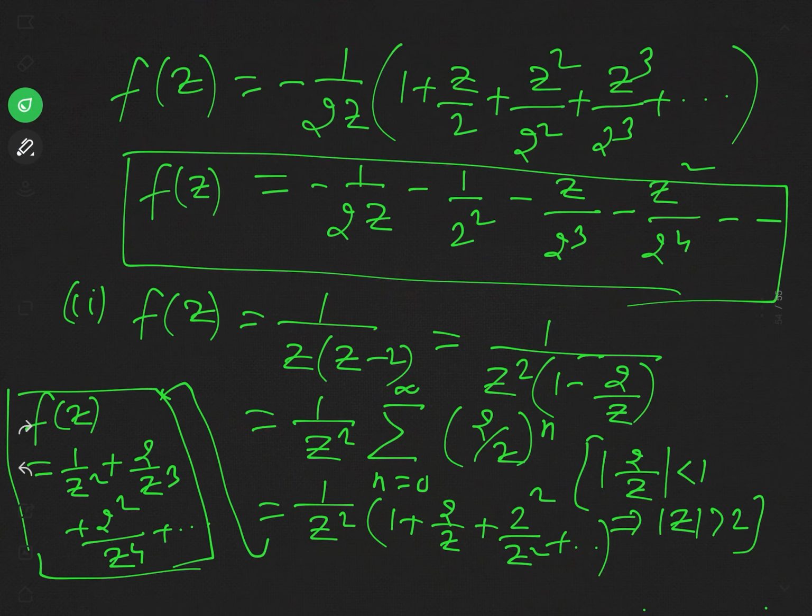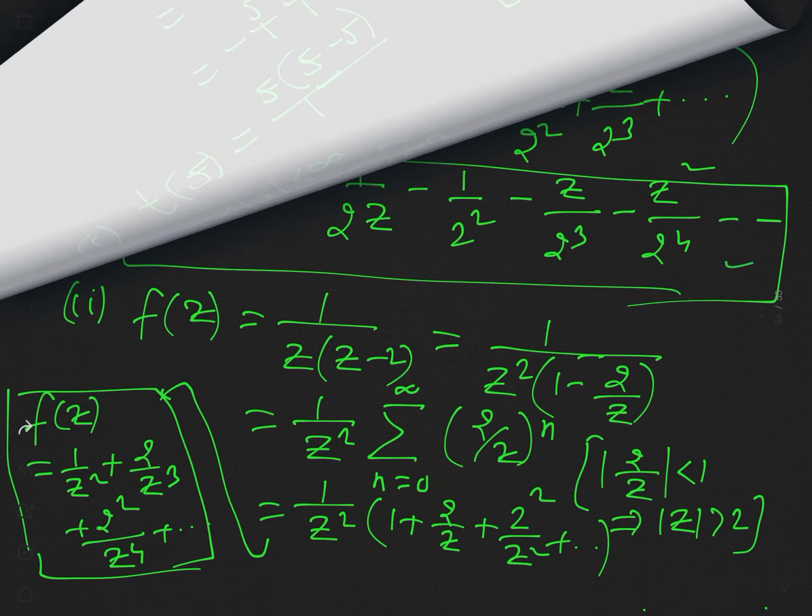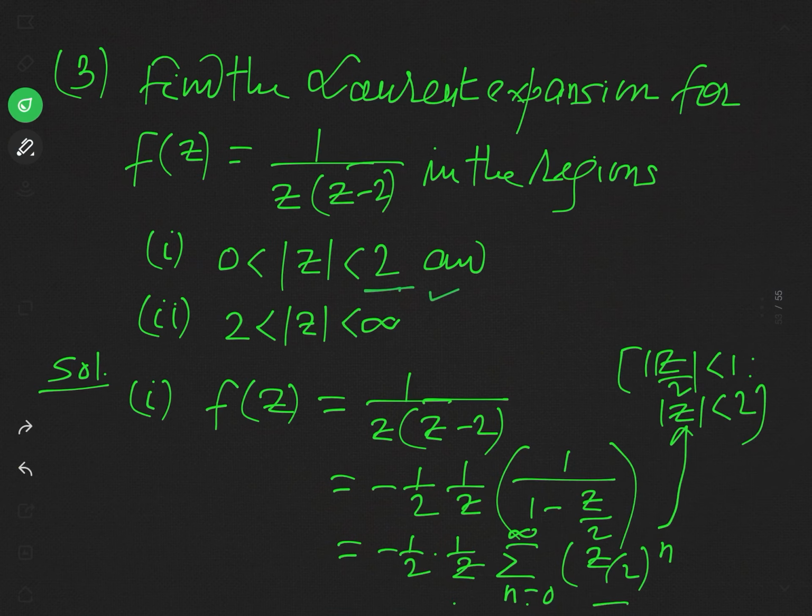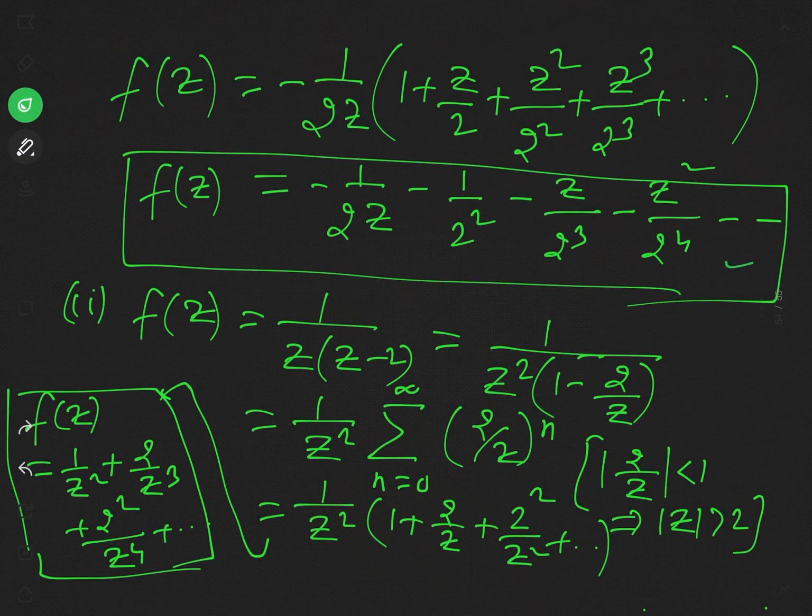And now use the binomial expansion and you will get minus 1 over 2z into 1 plus z by 2 plus z square by 2 square plus z cube by 2 cube, multiplied by this factor minus 1 by 2z to the terms in the bracket, and you get this result. So this is the Laurent expansion of that given function in the given region, which was actually lying between z greater than 0 and less than 2.